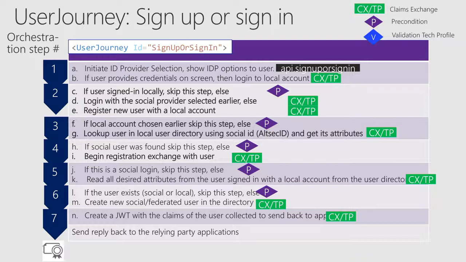And in the last step, it creates a JWT token and sends it back to the application. So this is one of the most complex user journeys.